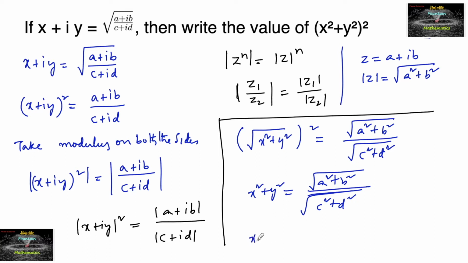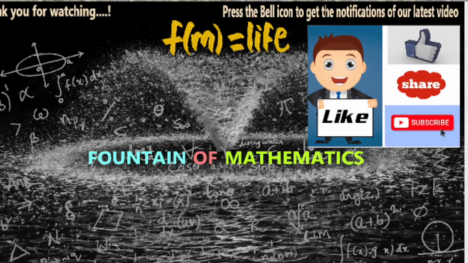So again squaring on both sides, (x square plus y square) whole square is equal to (a square plus b square) upon (c square plus d square). So the value of (x square plus y square) whole square is (a square plus b square) upon (c square plus d square). Okay, thank you.